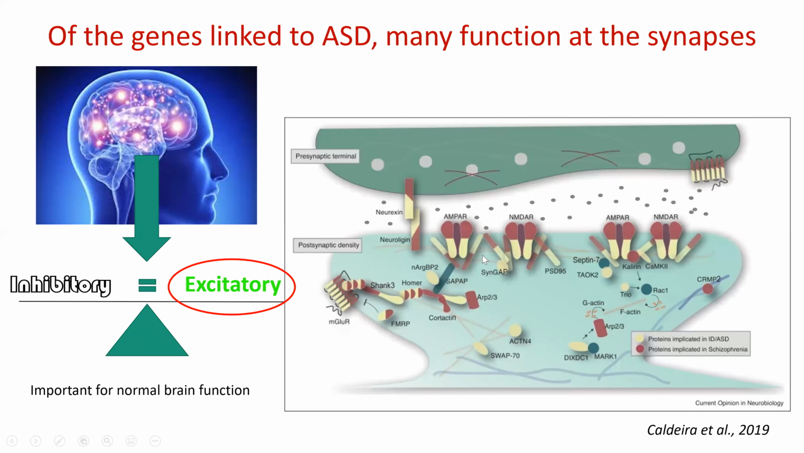This is a schematic representation of an excitatory synapse. Many of the proteins that function at this postsynaptic density are known to be associated with ASD and ID. One such protein is SYNGAP.